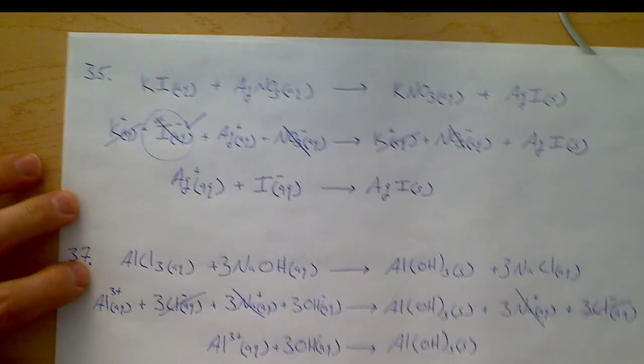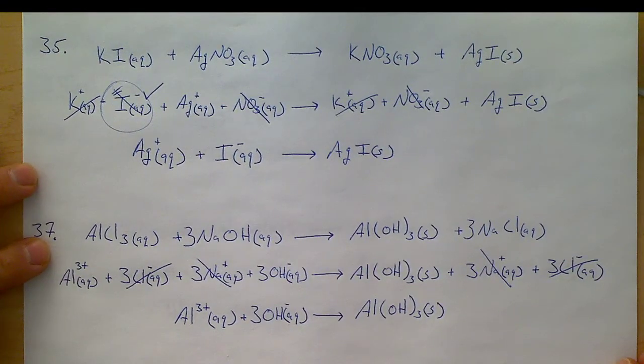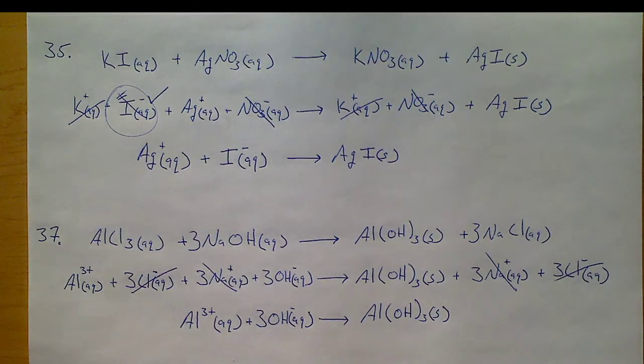So here are the answers for 35 and 37. Just a little errata. This iodide looks crossed out, but it was meant to be in play. It is not a spectator ion.